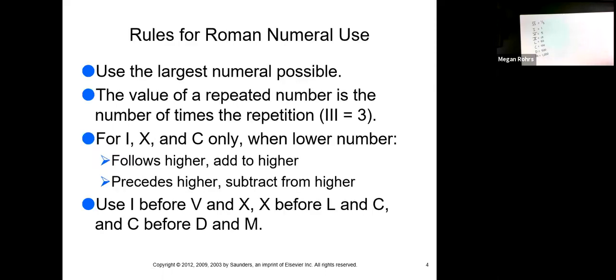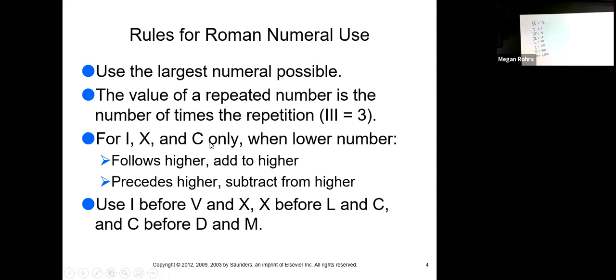Now, with Roman numerals, we also have a set of rules that we need to follow. And these will start to make more sense with repetition, the more times you do these types of conversions. So number 1, we always want to use the largest numeral possible. Number 2, we can only repeat a Roman numeral 3 times. We cannot repeat it more than 3 times.